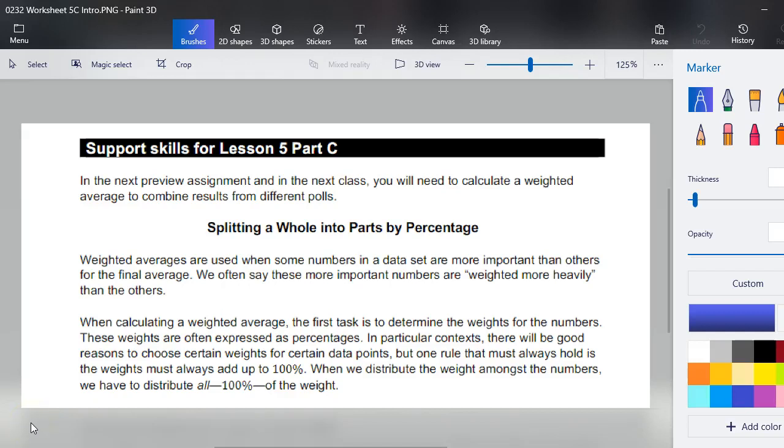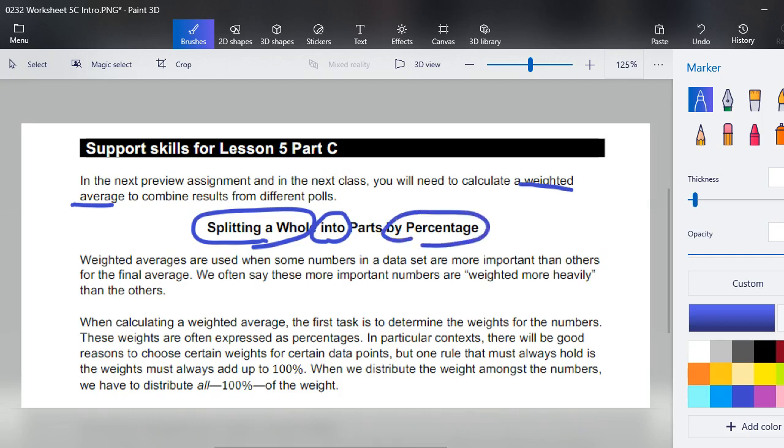Welcome to Lesson 5C. In the next preview assignment and in the next class, you will need to calculate a weighted average to combine results from different polls. Splitting a whole into parts by percentage.